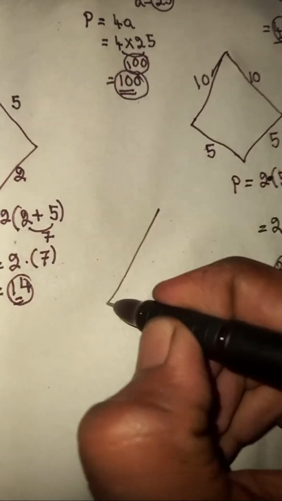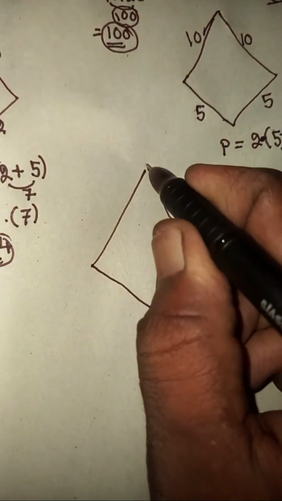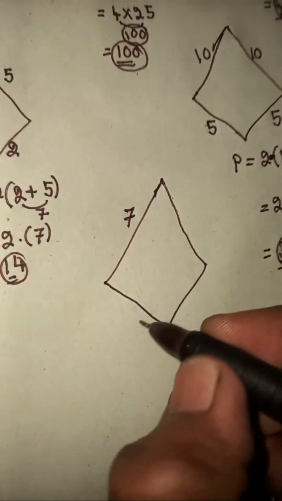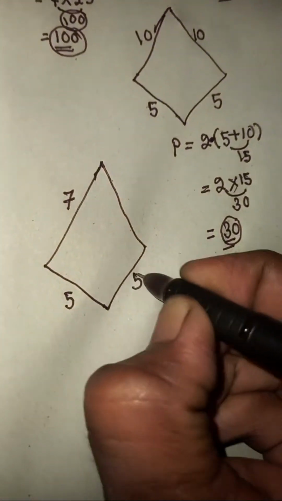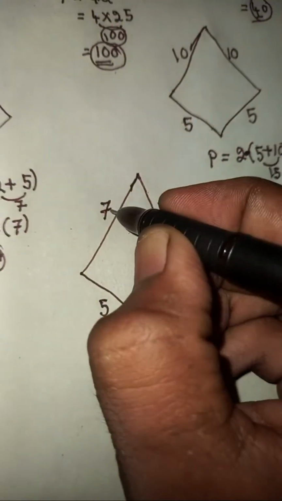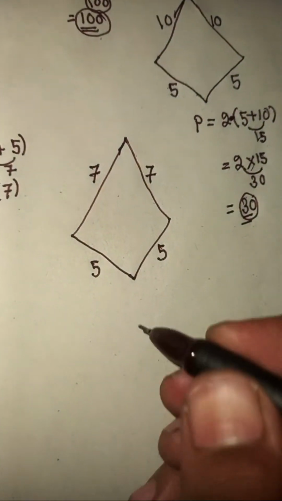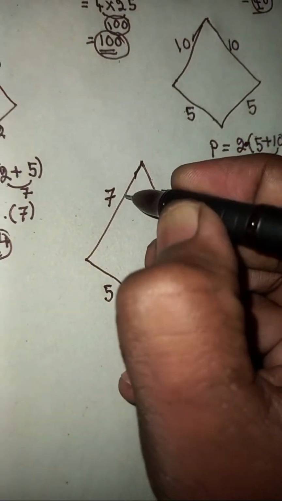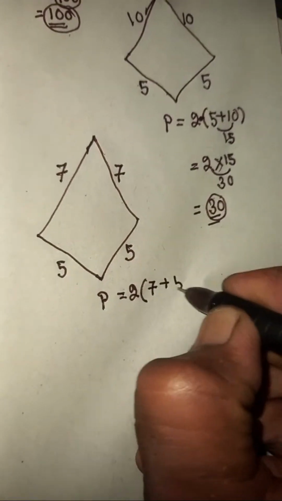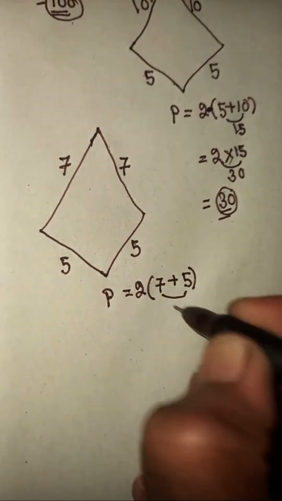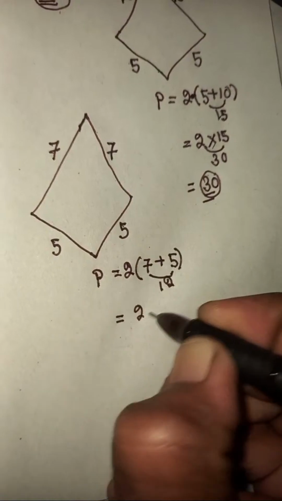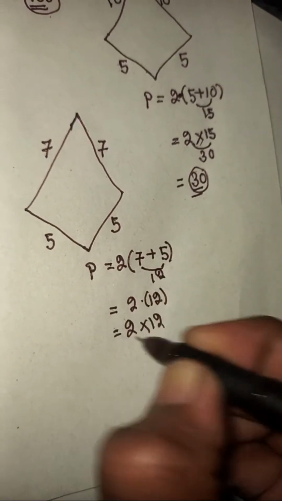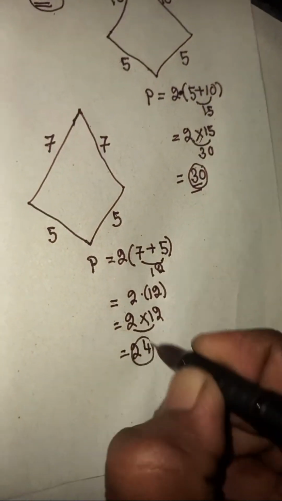Let's take the final kite. In this kite they have given this side length equal to 7 units and this side length as 5 units. So this becomes 5 and this remains as 7. This is the same as this, and this is also the same as this. Now the perimeter is equal to 2 times the sum of different sides, that is 7 plus 5. This 7 plus 5 becomes 12. This becomes 2 times 12, which is 24 units.